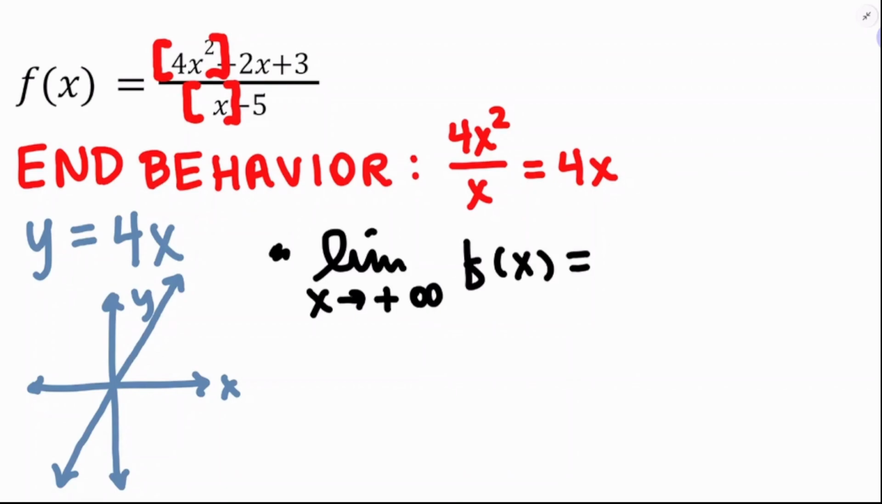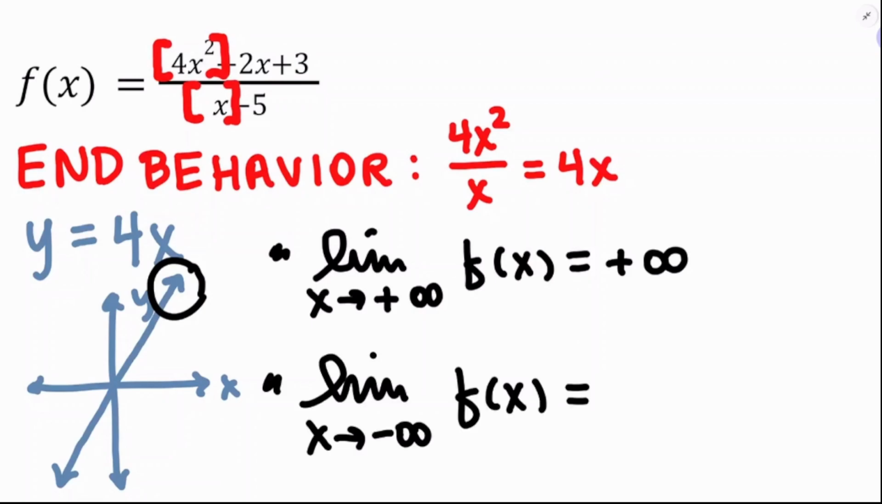So considering what happens as x approaches positive infinity, that's over here on this portion of the graph of y equals 4x. As x approaches positive infinity, f of x is also approaching positive infinity. And as x approaches negative infinity, as we move to the left, the graph of y is going down, so I would say that the limit of f is negative infinity. Just like it was in the last unit when we were looking at polynomials and determining their end behavior based on their degree and leading coefficient.